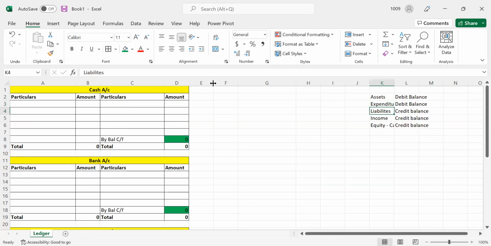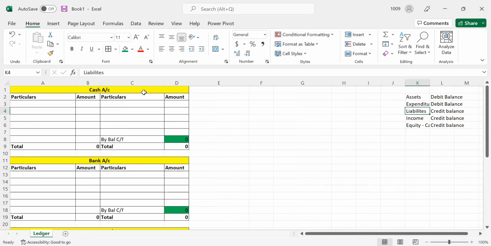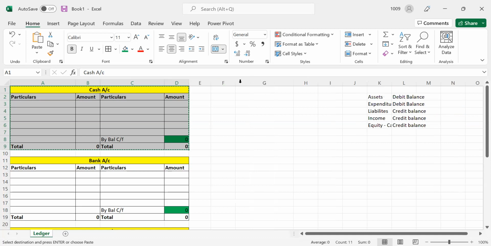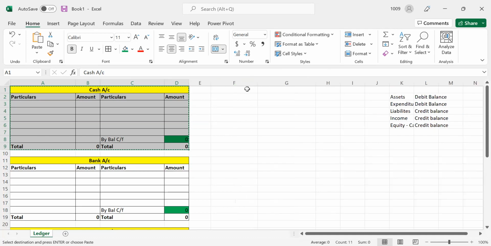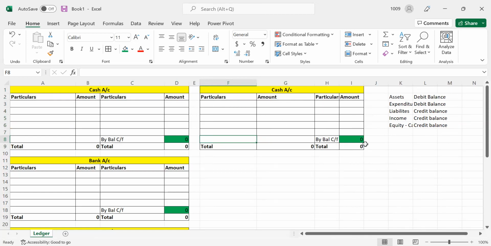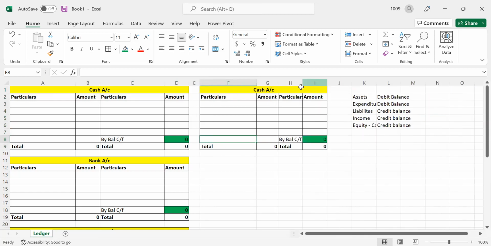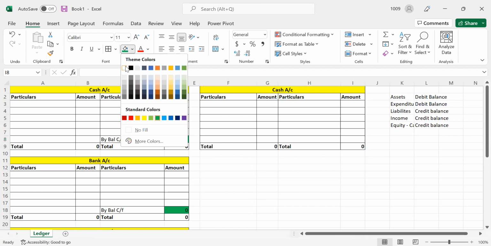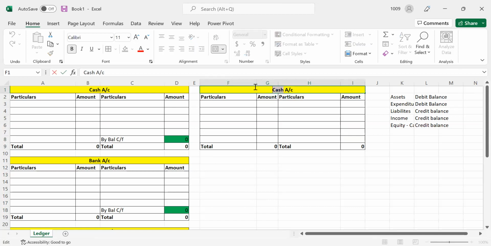Now we have some liabilities. Let's say we have some short-term loan. In this case, we know that it is a credit balance, so I'm just going to copy and paste here. I have left one column empty just to differentiate this one. So amount is here, particulars are here. I'm just going to delete this one. I don't need to fill this green color because we know this is the liability.